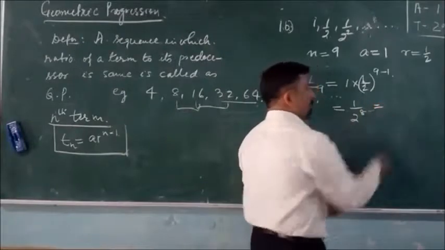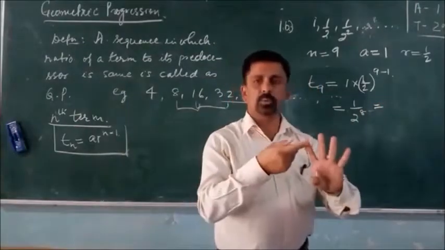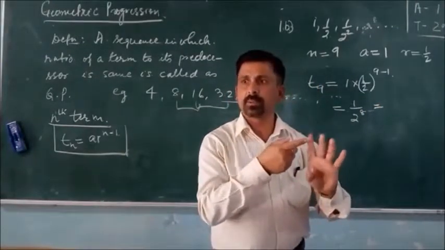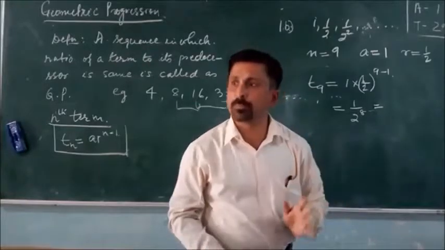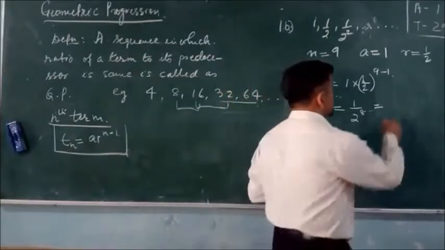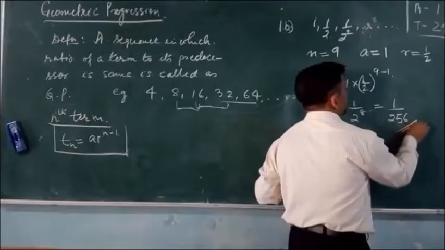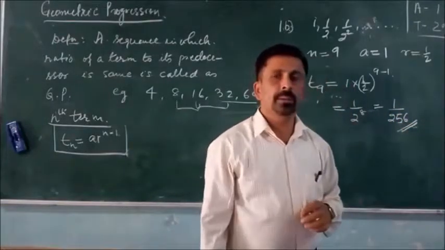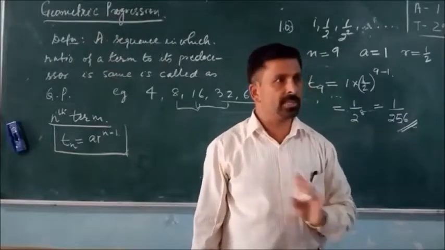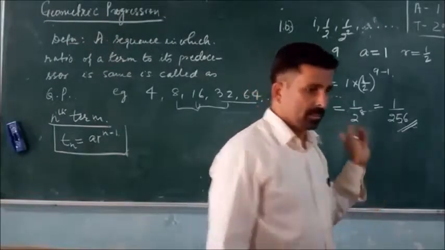After this we can simplify. So we have 2 to the power 8. You can use the calculator. 2 to the power 8 comes to 256. That's all, so this is your ninth term. Is it understood? Yes. The question is very simple. Yes, sir. Thank you. Okay.